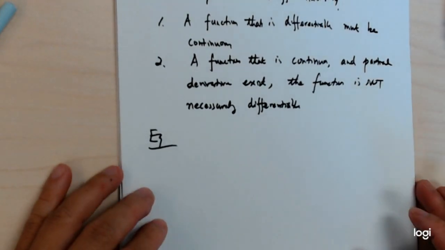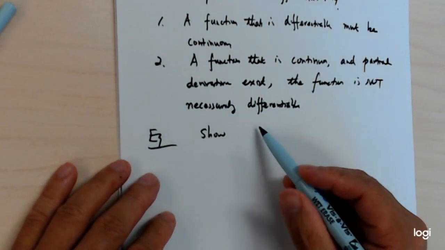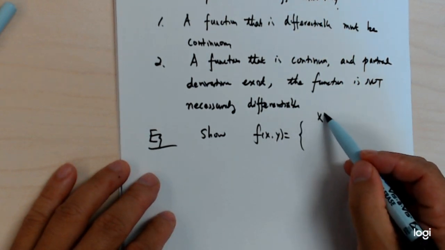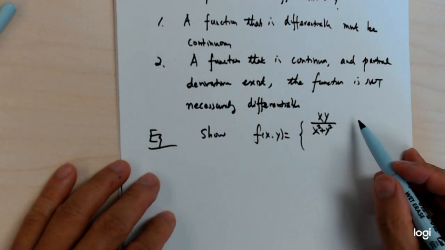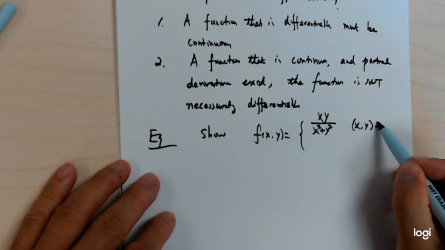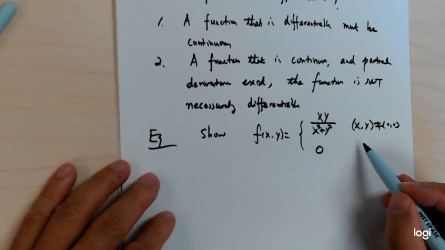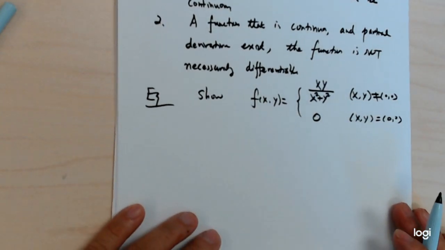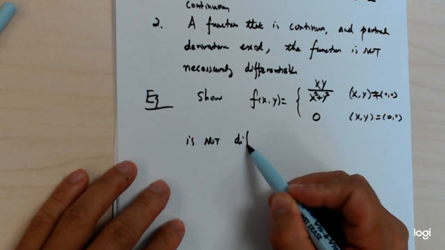A very simple example that you might feel you have seen before. We look at this example here. This is where x and y is not the origin, defined by this formula here. It is defined to be 0 at the origin. Show that this guy is not differentiable.